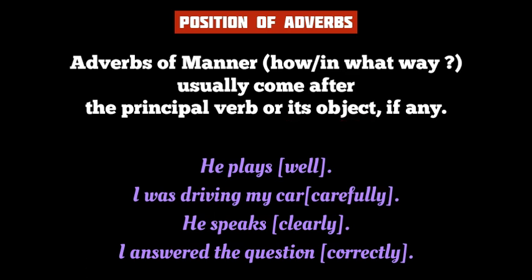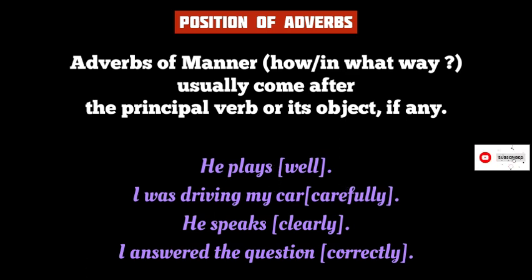In the first example, pledge is the principal verb without any object, so the adverb of manner will come after it. In the second example, the principal verb driving has an object, my car. So the adverb of manner carefully has come after it.